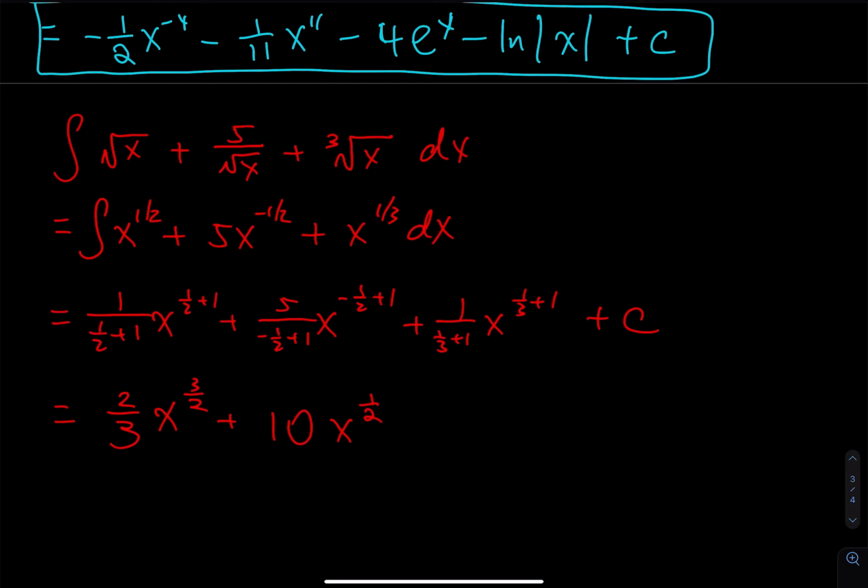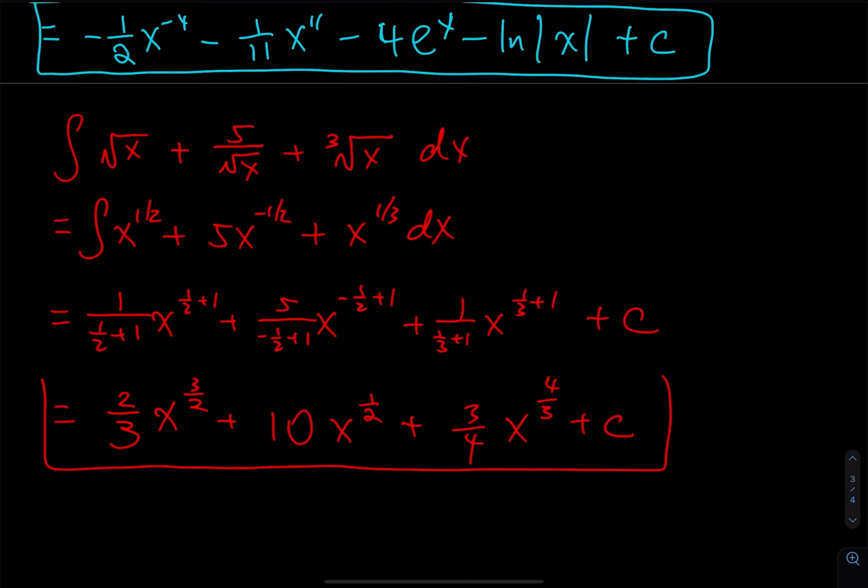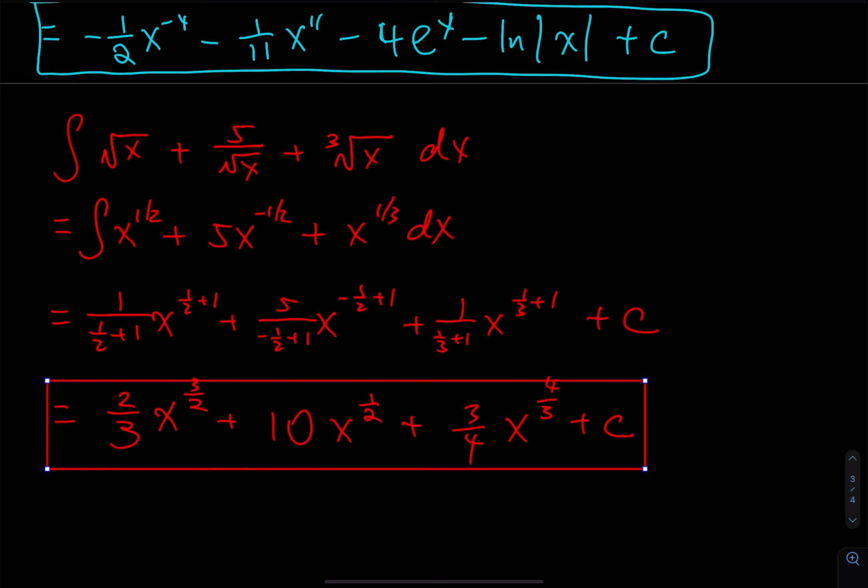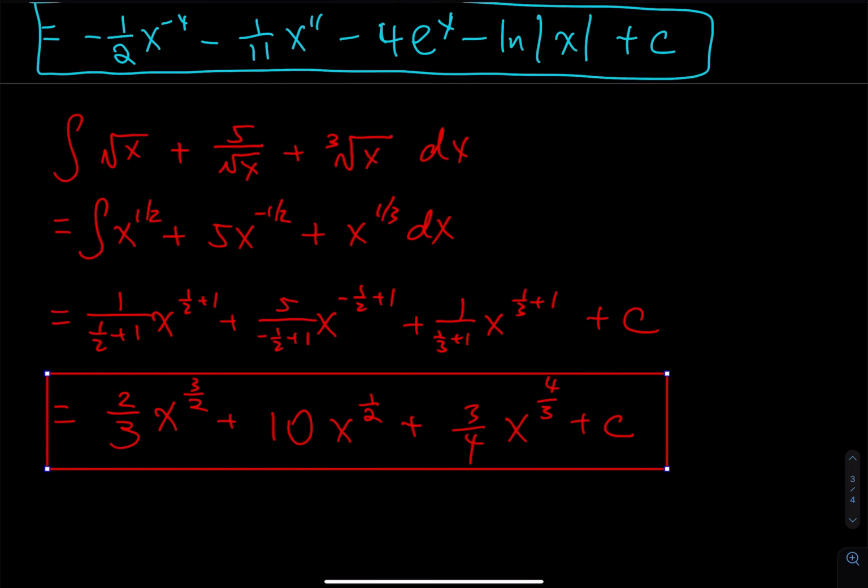And then last but not least, this is 3 plus 1, which is equal to 4, right? And then the reciprocal of that is 3 over 4. So bring the exponent down, they get cancelled, and then 4 over 3 minus 1, you get your 1/3, and then you add c to it. And then with a little bit of practice, maybe 5 to 6 problems, you will be able to do this step in your mind.